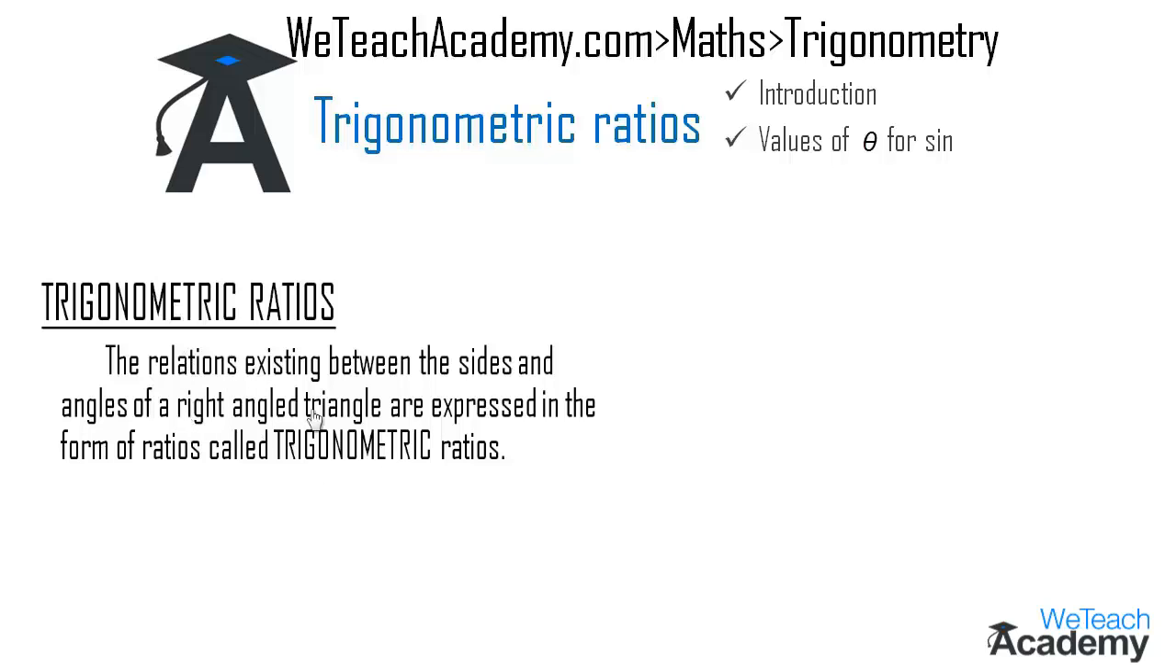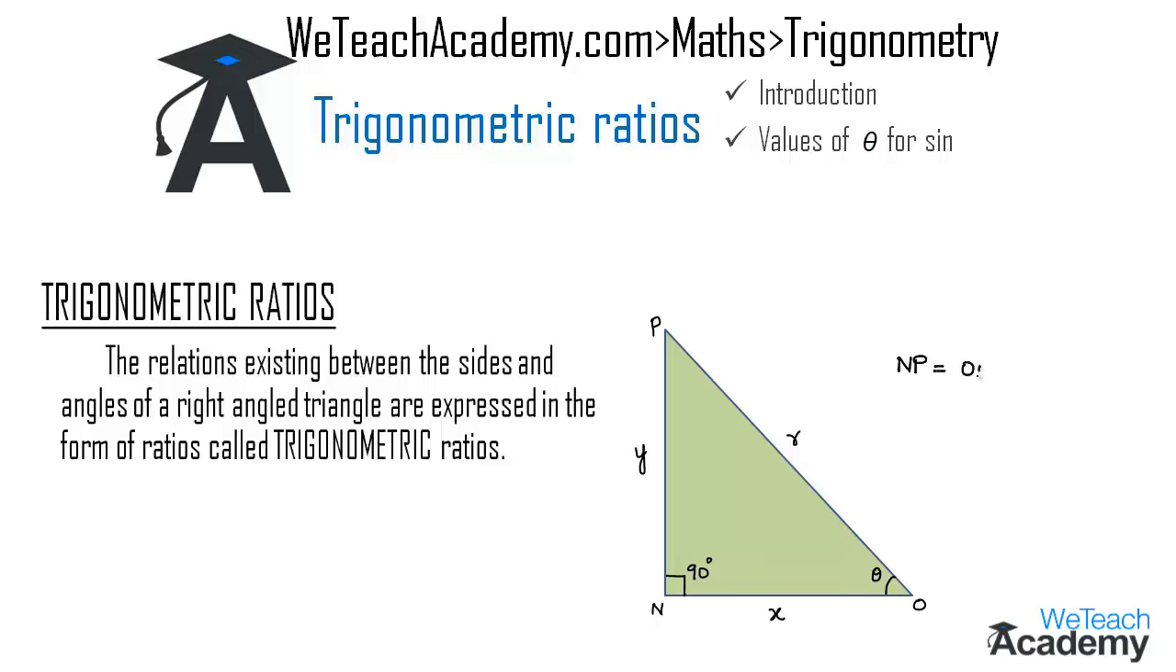So here there is a right angle triangle PNO with the right angle at the vertex N, which is nothing but 90 degrees at the vertex N. And here there is angle theta at the vertex O. Now let us name the sides of the triangle. Let us name ON as X, PN as Y, and OP as R. Let us consider an angle theta, and the side opposite to the angle theta, that is NP, is called the opposite side of the triangle.